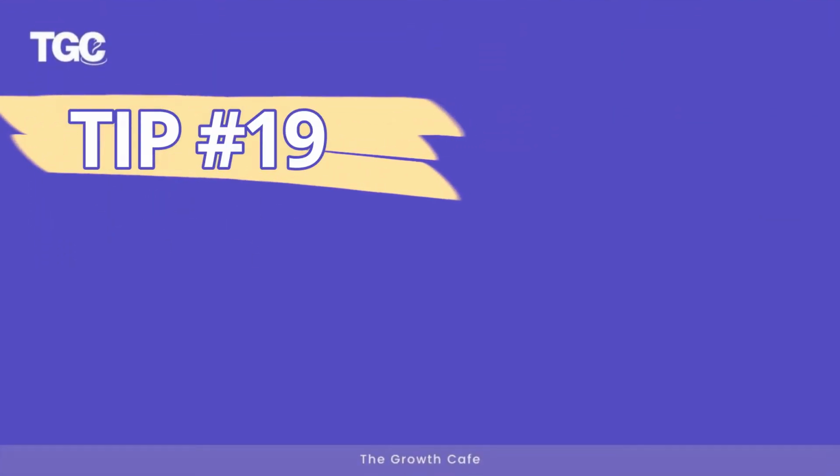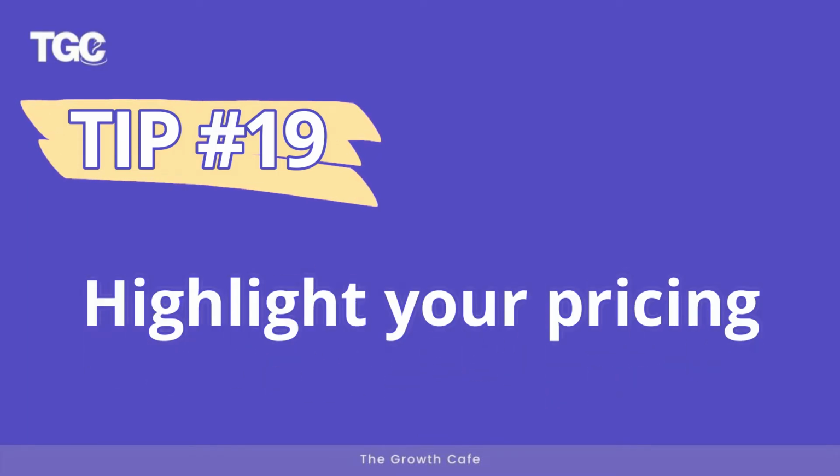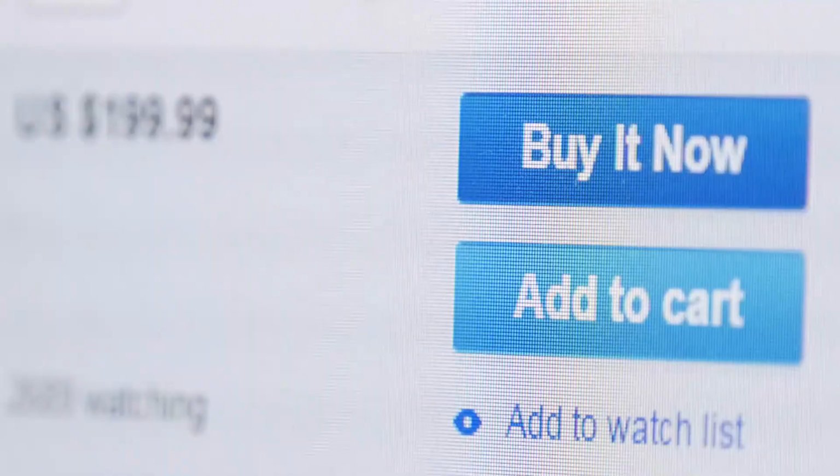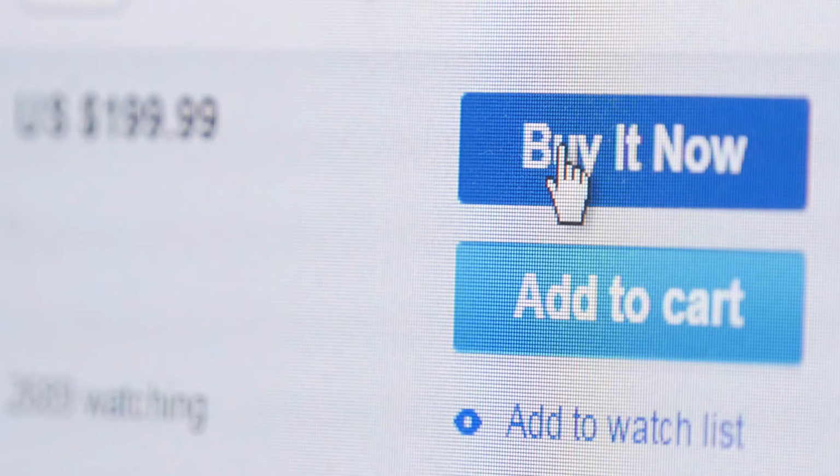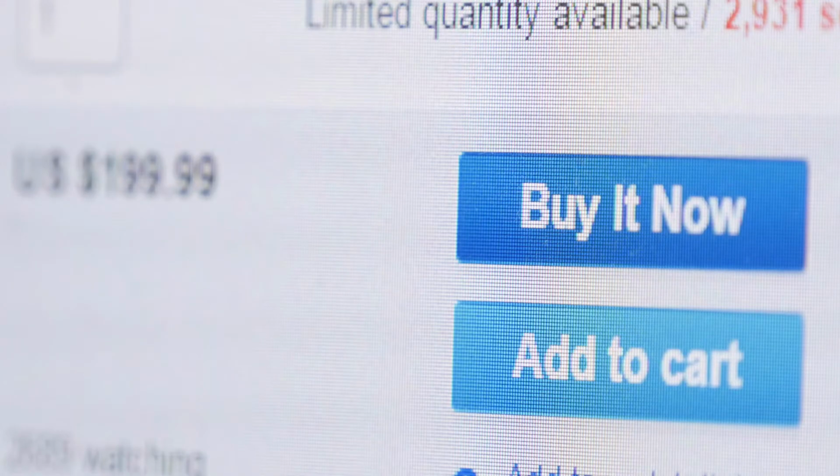Now tip number 19 is highlighting your price. The most important element on your sales funnel page or your landing page, or any page that you're creating to sell your product or offer, is the pricing. More than 50% of people decide to buy your product based on the pricing. So you cannot underprice it and you cannot overprice it. The pricing game is altogether a very tough game to play. But highlighting your price accurately will help you get more conversion.